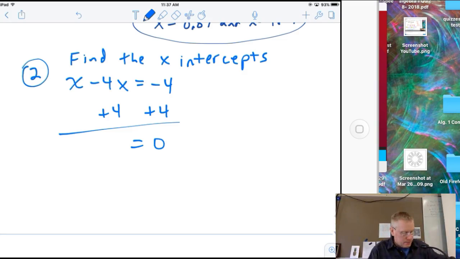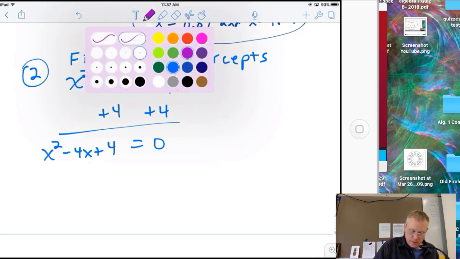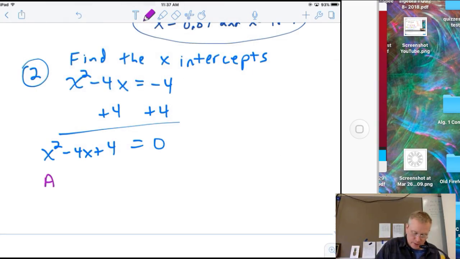And on the left side I got, that should be x squared, x squared minus 4x plus 4. Okay, so there's my trinomial. Now I can find out what a, b, and c are. A is what's in front of the x squared, which is an implied 1. There's always an implied 1 there if there's nothing written. B is what's in front of the x, and c is the regular number.